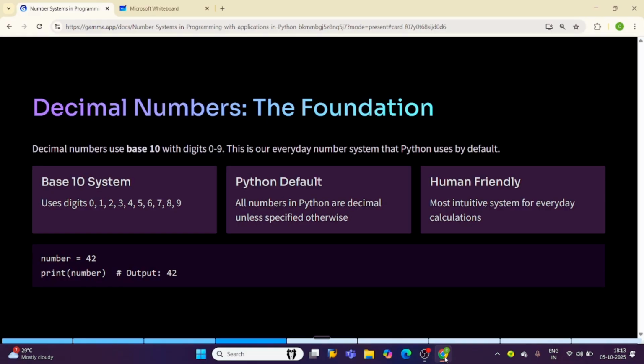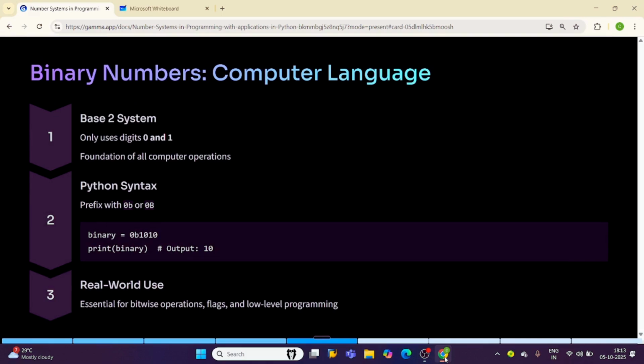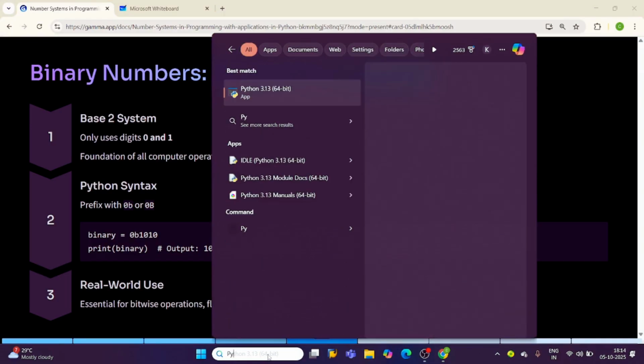So let's dive into the next number system, which is binary numbers. This binary number system is actually used in low-level programming, and this is also known as the base 2 system because it only contains two digits, which are 0 and 1. Python contains a specific prefix used to represent binary numbers, which is 0b. So let me run it in my Python. So let's open my Python.